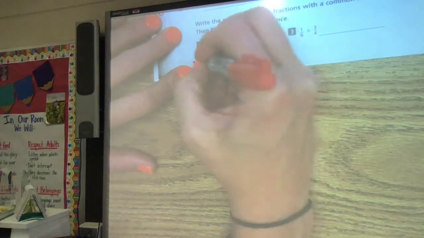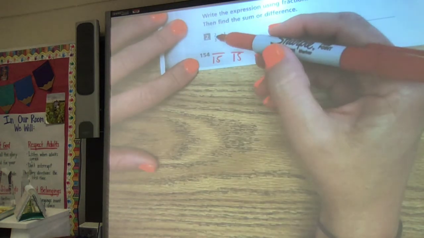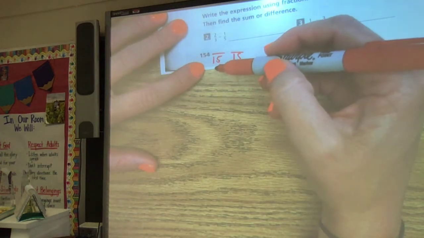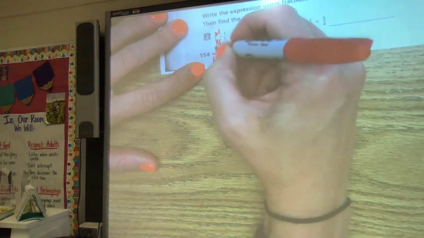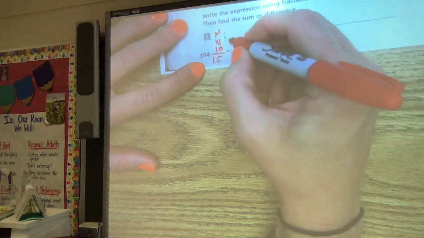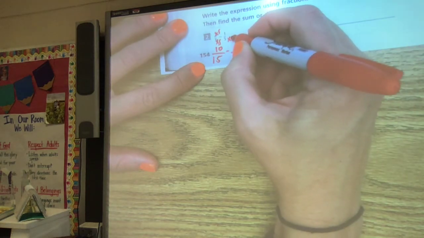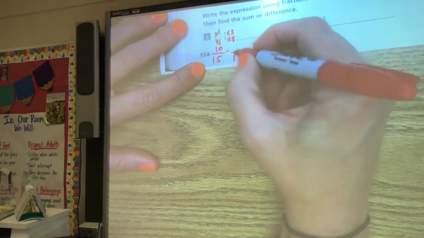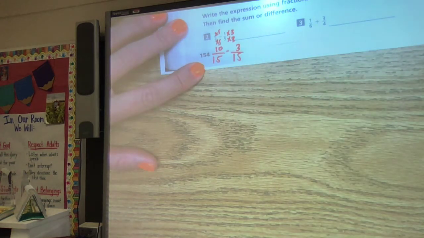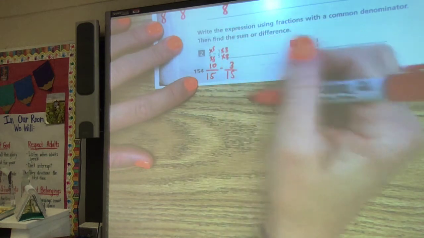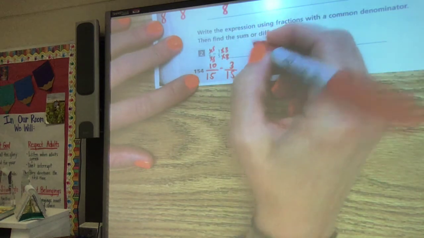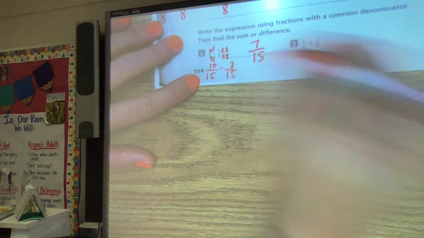I'm going to rewrite it down here. So 2/3 is equivalent to how many 15ths? 3 times 5 is 15. 2 times 5 is 10. 1/5 would be 3/15. Because I'm going to make sure that I'm doing the same thing with the numerator and denominator. So 10 minus 3 is 7/15.